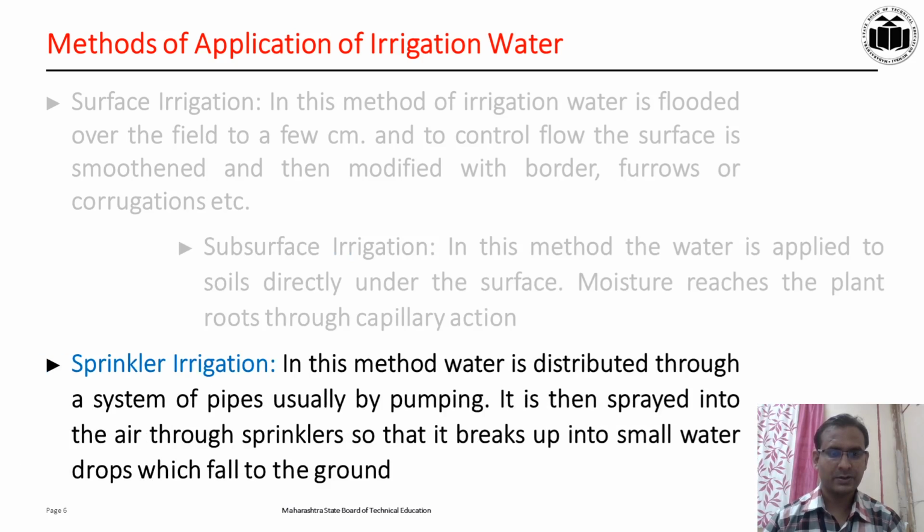Sprinkler irrigation. In this method, water is distributed through a system of pipes, usually by pumping. It is then sprayed into the air through sprinklers so that it breaks into small water drops which fall to the ground.